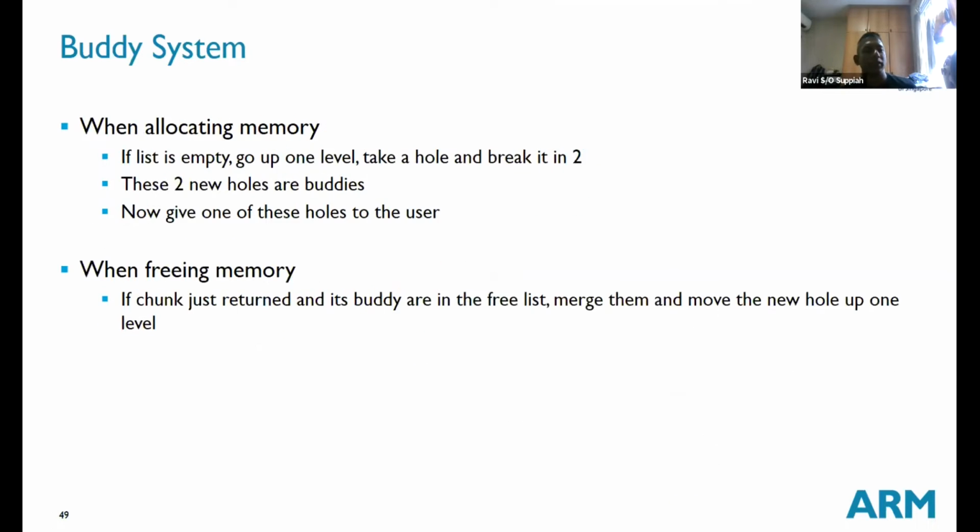When you are allocating memory, you continuously break it up into 2 by 2 by 2 until you get one that is just big enough, and you allocate. Then when you free, you look at the buddy rule to decide when to merge. By merging, you are able to create a bigger hole.